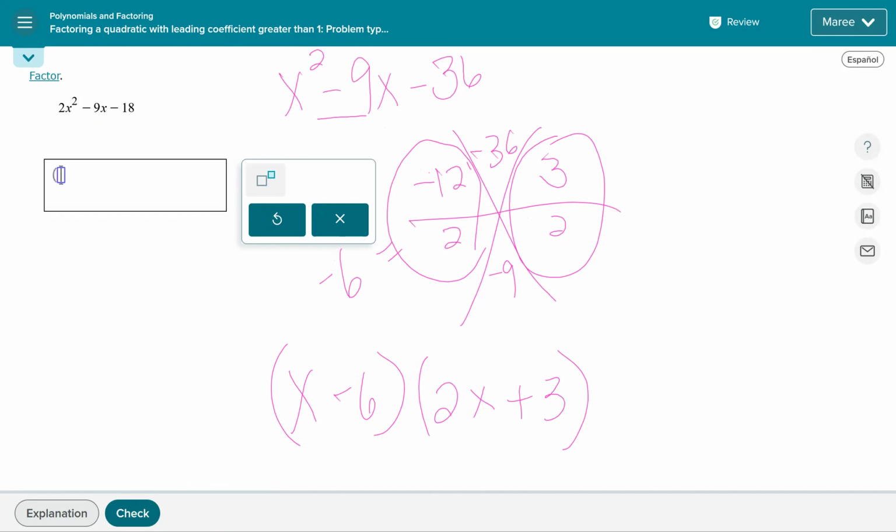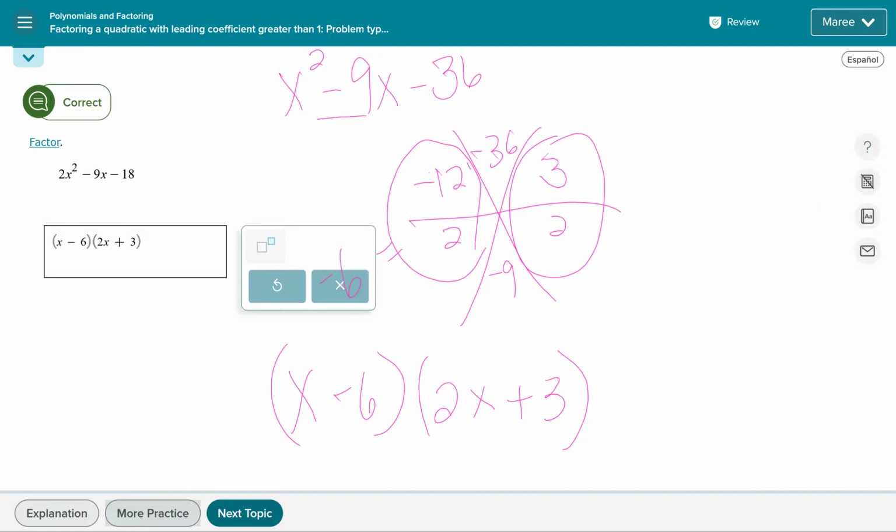Okay, so this is the last problem I'm going to go over. Hopefully, this is helpful to you. Please let me know. If it's not, I could do another one. Okay, there you go. That's the end of the lesson.